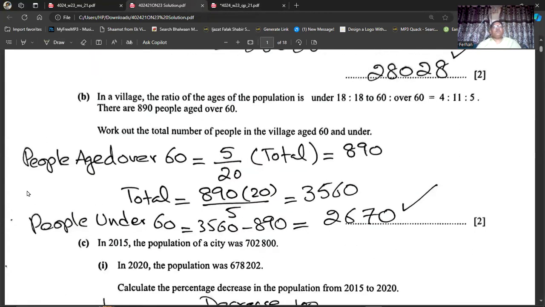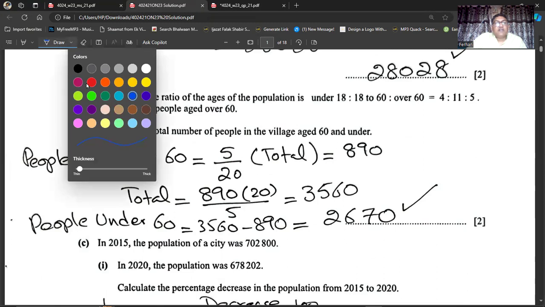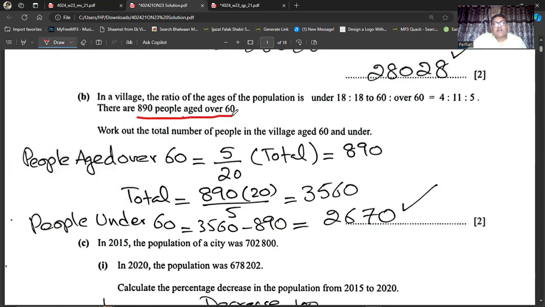So let me show you how I have done this. The people aged over 60, how will you find that? That will be 5 by 20 of the total. 5 is the ratio of the over 60 people. So 5 by 20 into the total, that will be 890. They gave us this answer. So the total number of people in the village will be 890 multiplied by 20 divided by 5. So that will be 3,560 people.